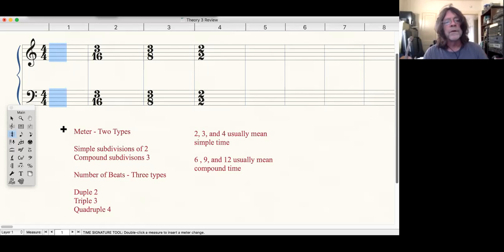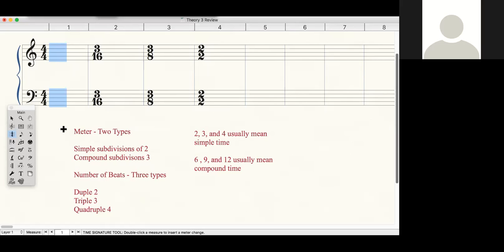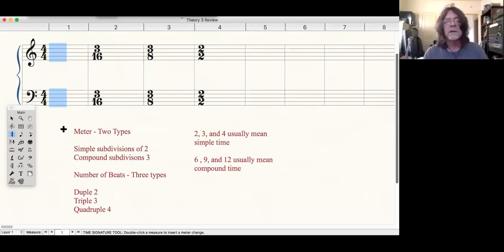In 4/4, you have 2 accents, an accent on beat 1 and beat 3. Now, beat 1 is much stronger than beat 3's accent, but the other 2 beats are really weak. So to some degree, you have 2 stronger beats in 4/4.